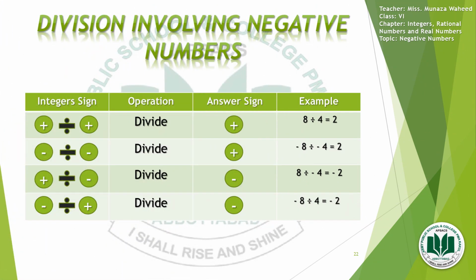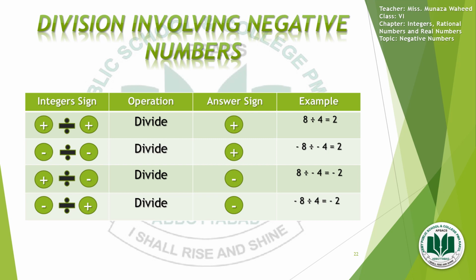Now let's understand the division of integers. The first rule of division is, if the signs of the integers are the same, then the quotient will be positive. For example, when positive 8 is divided by positive 4, the answer is positive 2. And when negative 8 is divided by negative 4, the answer is again positive 2.